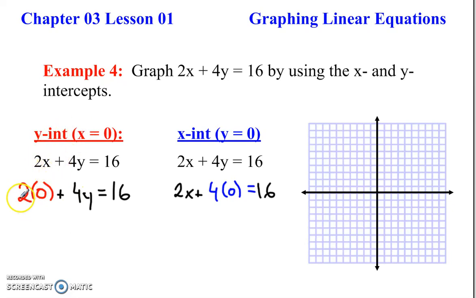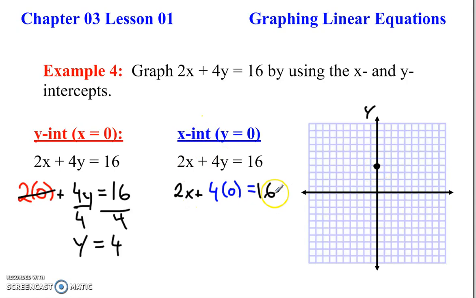Fill in 0 for x. This cancels out. 2 times 0 is 0. So then we have 4y equals 16. Divide by 4 on each side. And y is equal to 4. So the y-intercept is when y is equal to 4. 1, 2, 3, 4. Right here.